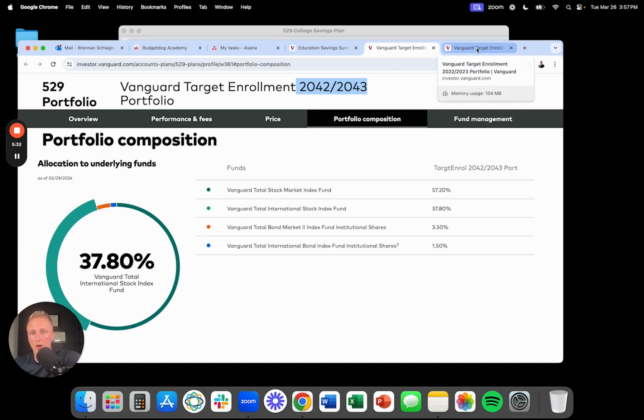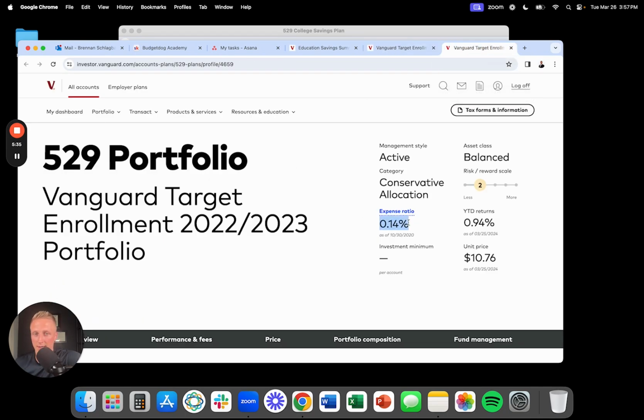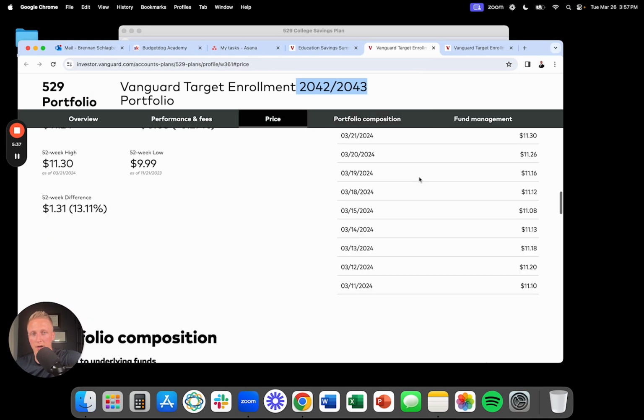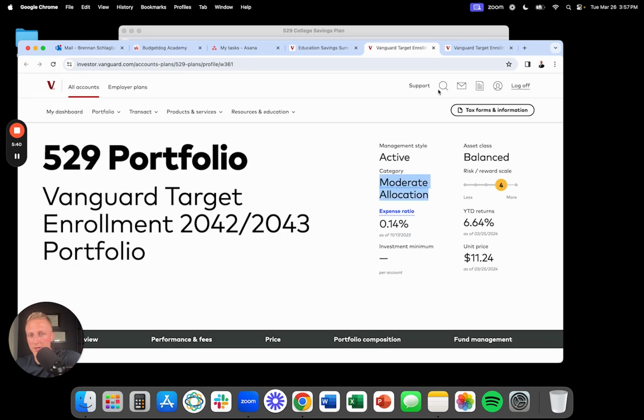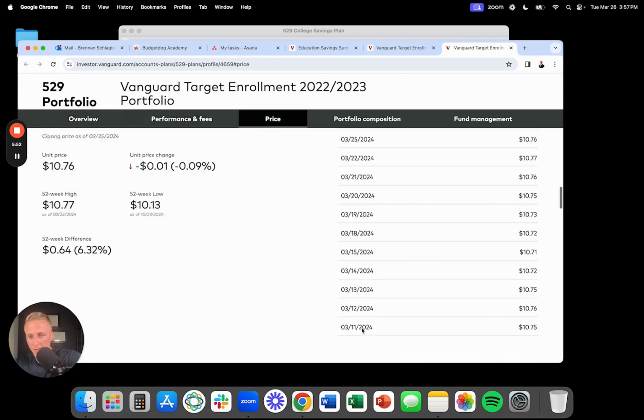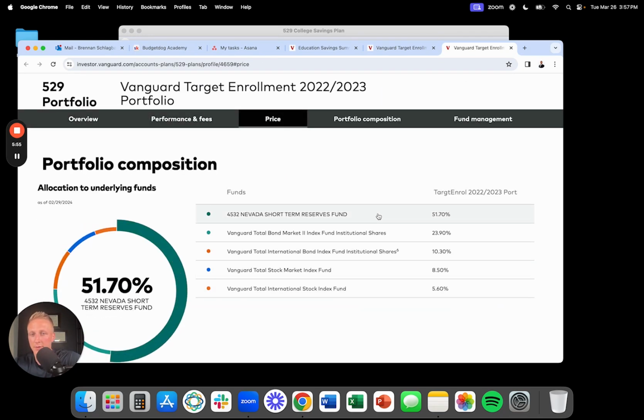Now, if you go up to 2022, the expense is the same, but as you notice, up here this is moderate allocation. If you go down to here, it says conservative allocation. Why? Because you're really close. It's this year. You probably don't want to lose a bunch of money if you are really, really risky. But if you had a portfolio composition, this is going to look entirely different. You're in short-term reserves, 51%. That's essentially, let's put it, cash, okay?